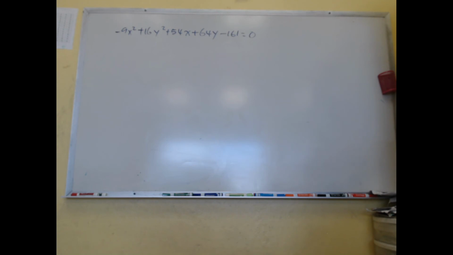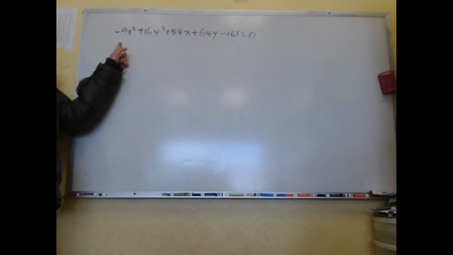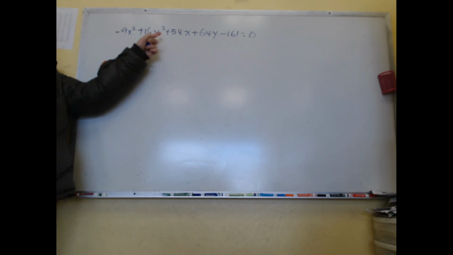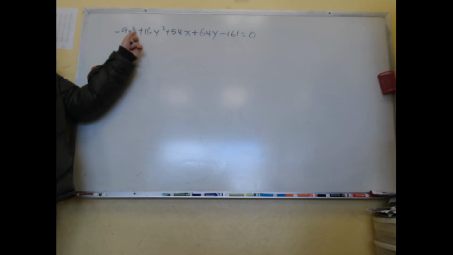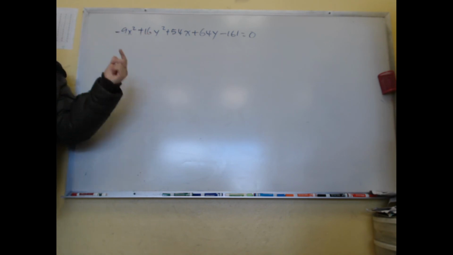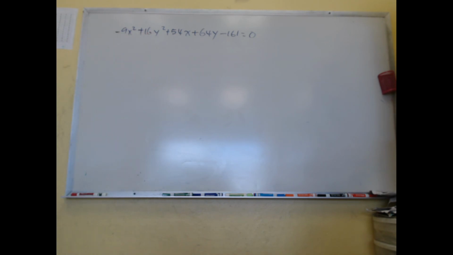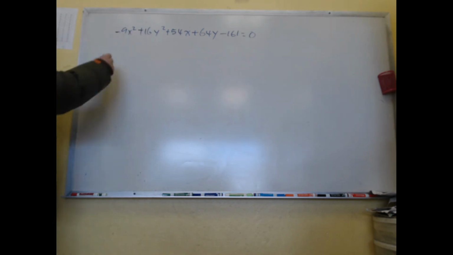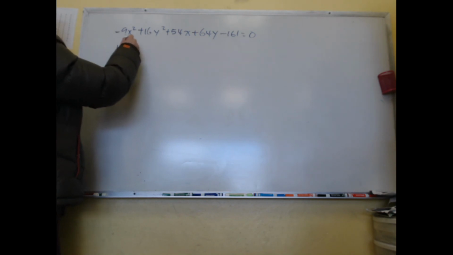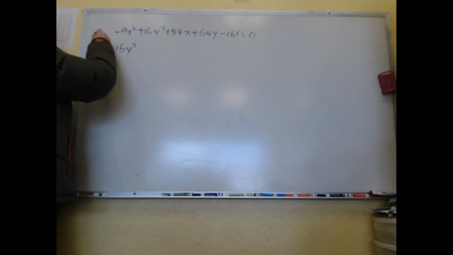Would that be considered horizontal or vertical, because that started with negative 9x squared? So horizontal? No, it's vertical. Because normally for the variable, you always want to start with the positive variable, which is y squared. So that's when you want to swap the terms, where you want to group the like terms.